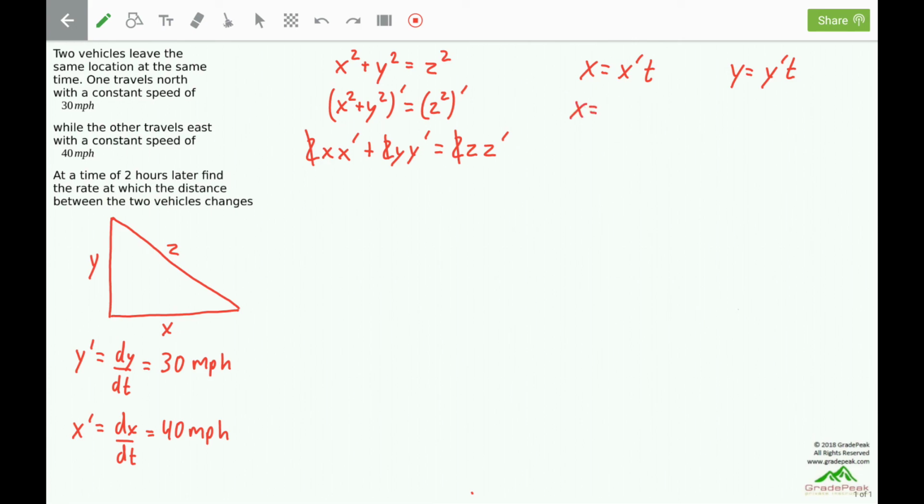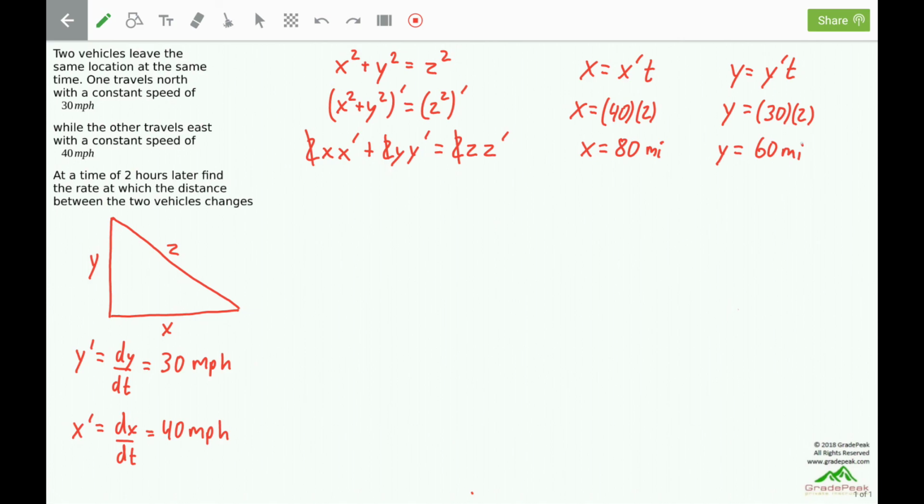x will equal, it's traveling at 40 miles per hour, and it's doing this for 2 hours. You multiply the 2, and you will get the distance x in miles. 40 times 2 is 80. For y, we have a rate of 30 miles per hour for 2 hours. We can multiply these. 30 times 2 becomes 60, and y will be 60 miles. We now have the x and y to go in the formula.